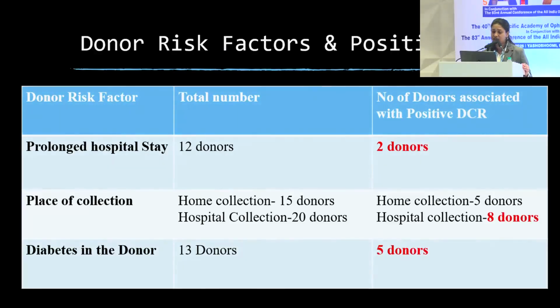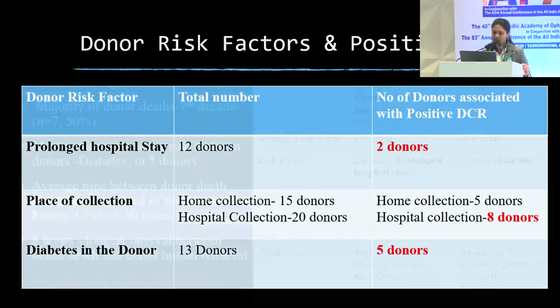So these are the risk factors that we looked at. Firstly, a prolonged hospital stay, which was only in 2 donors. Place of collection, almost similar statistics, 5 and 8 donors. And diabetes in the donor in 5 donors.